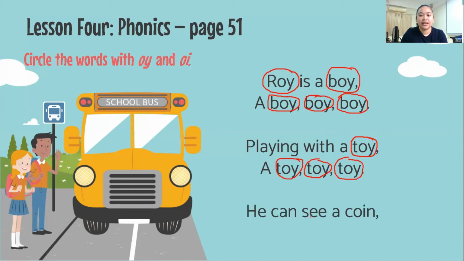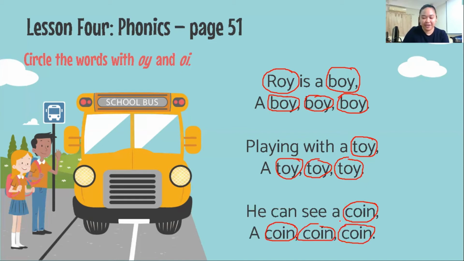Let's read. He can see a coin. Which word has the OY or OI spelling? Yes, we have the OI. Where? Coin. Good. So circle coin. Next, a coin, coin, coin. Which word has the OY or OI spelling? Yes, coin. OI. OI spelling. Coin, coin, and coin. Alright, very good.